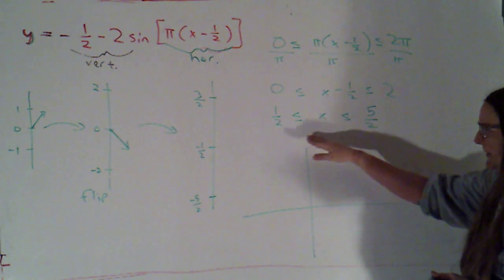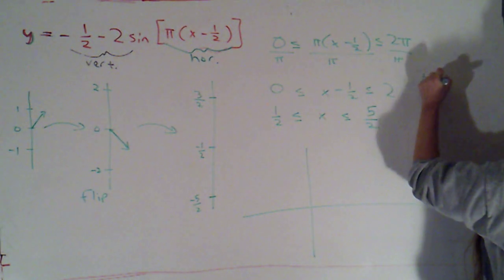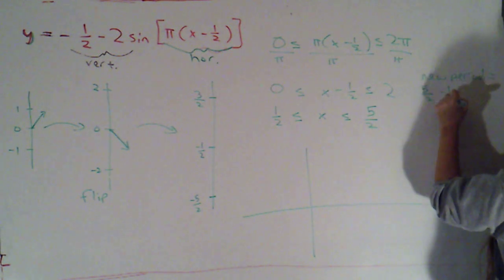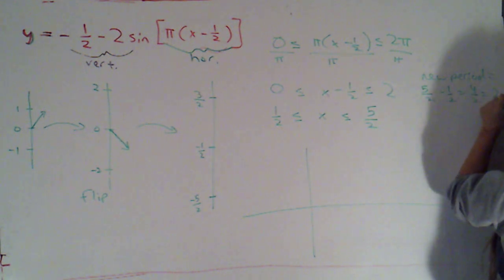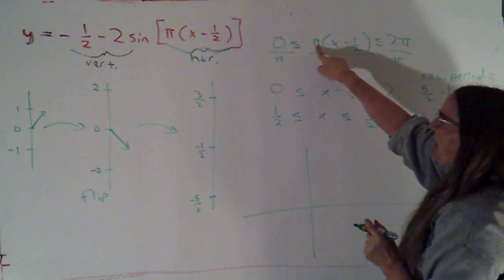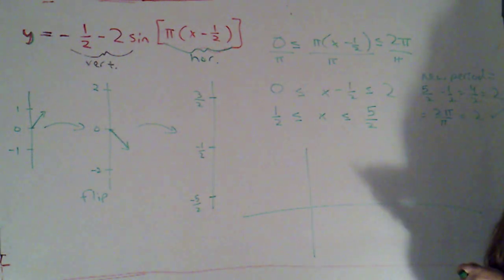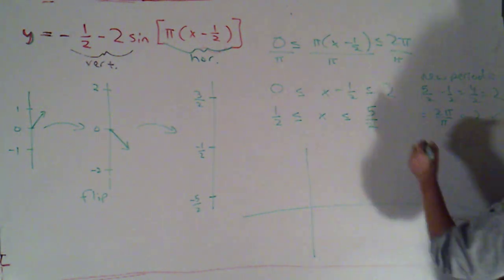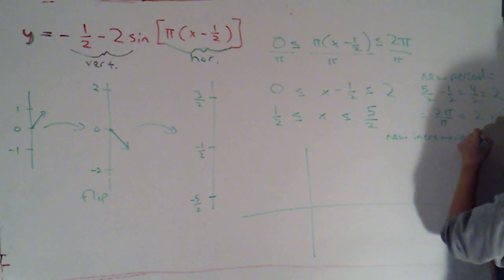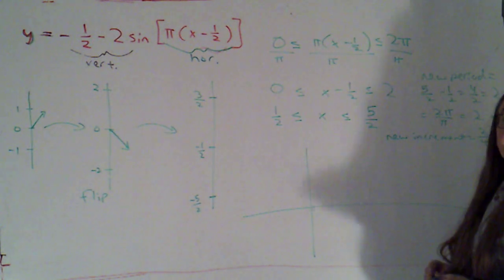Now before I just plot those, I'm going to figure out what scale I want to be using. Okay. So I can say the new period is 5/2 minus 1/2. That's 4/2, which is 2. Let's just double check. That should equal 2 pi divided by the number we were multiplying by. Yep, it checks. So the new period is 2. That means the new increment is 2 divided by 4, or 1/2. So I'm counting by a length of 1/2.